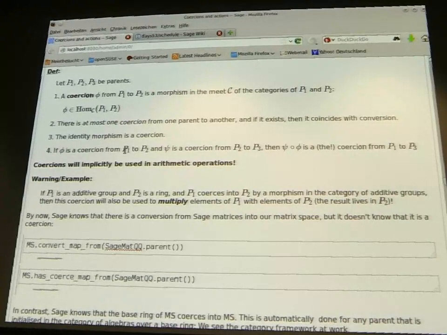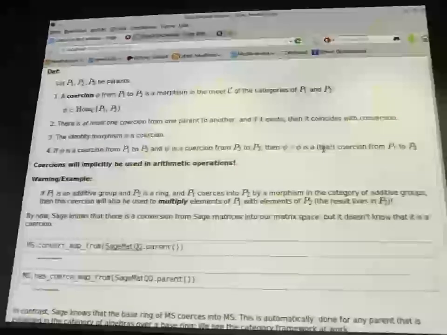We also want it to be transitive. So if we have a coercion phi from P1 to P2, and a coercion psi from P2 to P3, then the composition, first phi and then psi, is again a coercion from P1 to P3. Well, there's uniqueness. In other words, it is the coercion from P1 to P3. So these are axioms that need to be satisfied by SAGE's coercion framework. It is of course difficult to prove that it really satisfies these axioms. If it doesn't, then it is a bug. So if you find any situation where this does not hold, then please open a ticket.